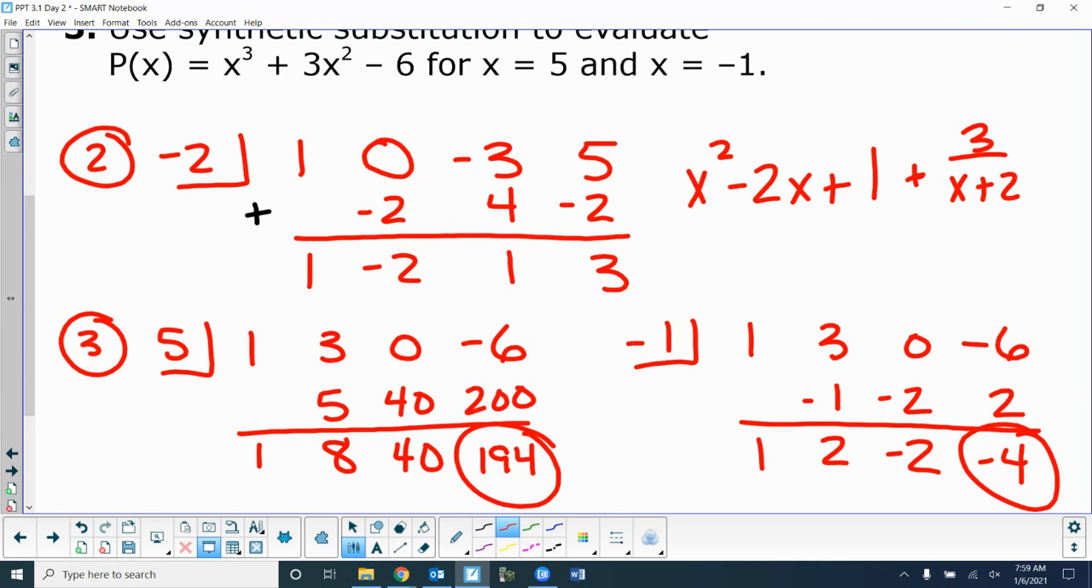All right, so we started at number 15. So our answer should be 4x squared minus 4x plus 2. And then we have a remainder of 1. So it's plus 1 over x plus 1. 18 is 6x cubed plus 28x squared plus 137x plus 684. And then you got a 3,420 remainder. So you put plus 3,420 over x minus 5.